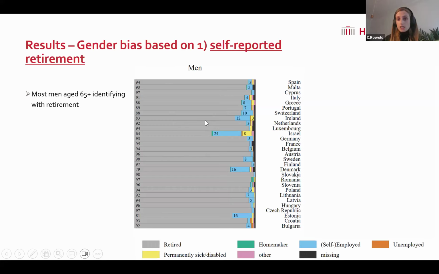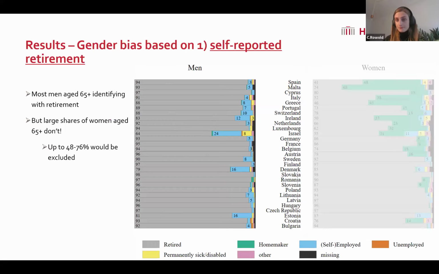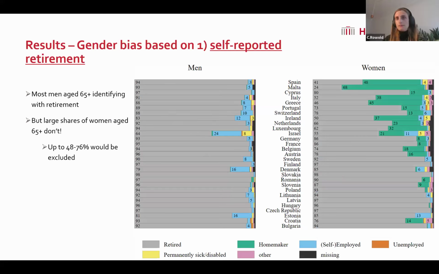Now let's have a look at how this looks for women. And here we see a very, very different pattern. Depending on the country, for example, in Malta, up to 76% of women aged 65 or older would be excluded from our sample if we would use the sample definition. Also really large for Spain, Italy, Greece. And we see that most of these women rather say, I'm a homemaker. That's the green part of the bar here, and not, okay, I'm actually retired.